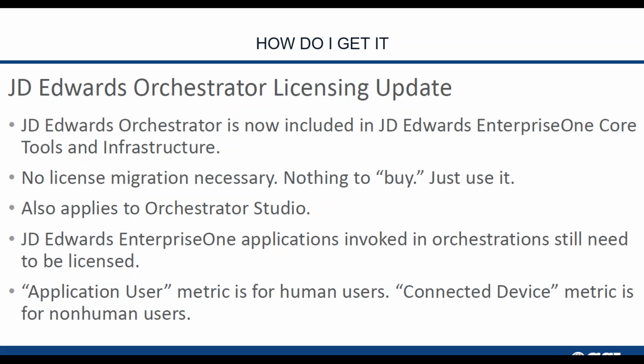Now, in the past, Oracle tried to make some money on Orchestrator by selling it as a separate product, but they realized that it was too important from a development and from an ERP perspective to sell as a standalone thing. So now you as an organization get Orchestrator and Orchestrator Studio within your Enterprise One tools infrastructure. You don't need a separate type of license. You don't need to buy anything new. You will get the Orchestrator Studio and orchestration as part of your tools release.